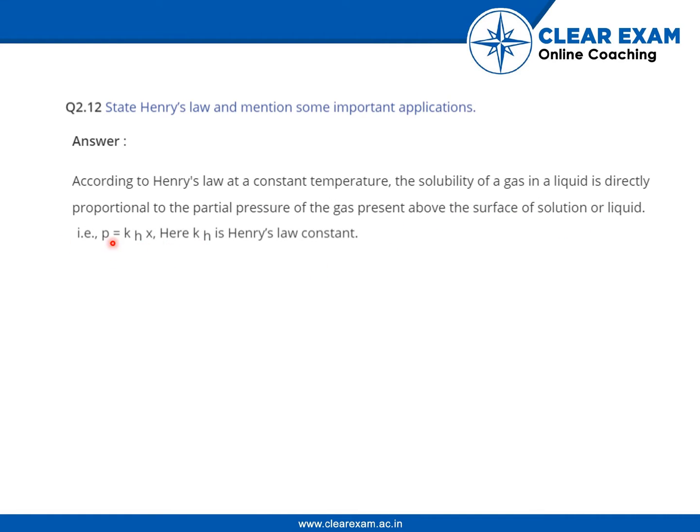So this is the formula of Henry's law. P is equal to KH into X, where KH is Henry's constant. So we can clearly see that the partial pressure is directly proportional to the solubility of the gas, which is X. Okay. So if the partial pressure increases, the solubility of the gas also increases.